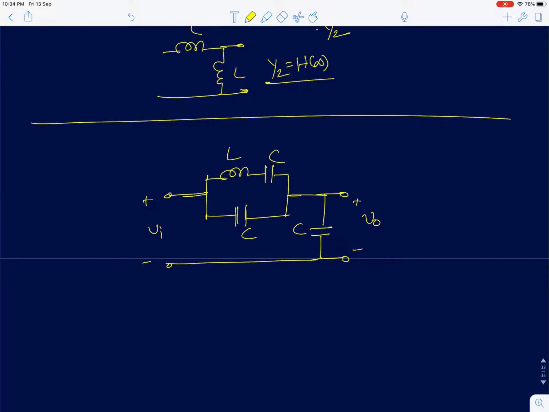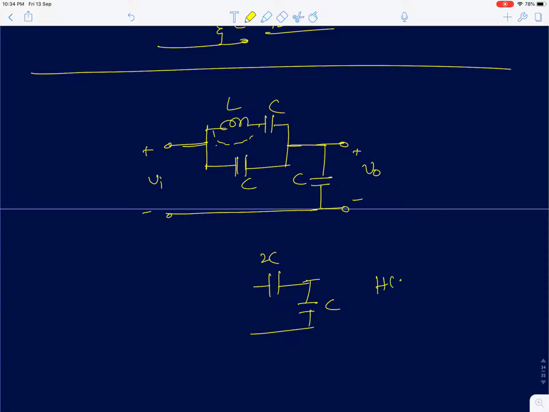At low frequencies, inductor will behave like a short circuit. So this inductor will behave like a short circuit. So the circuit will reduce to something like this, 2C and C. And the low frequency gain H0 will actually be 2 by 3, right? So you have to find 2C by 3C, which will be 2 by 3.